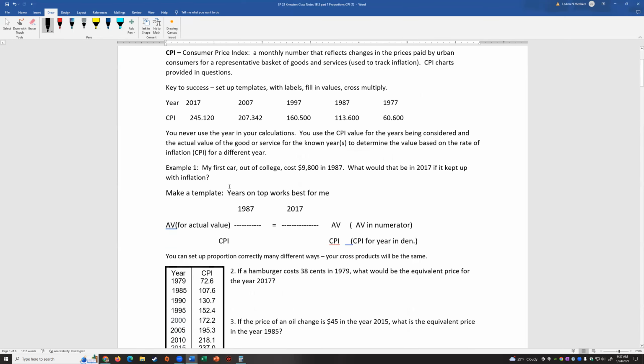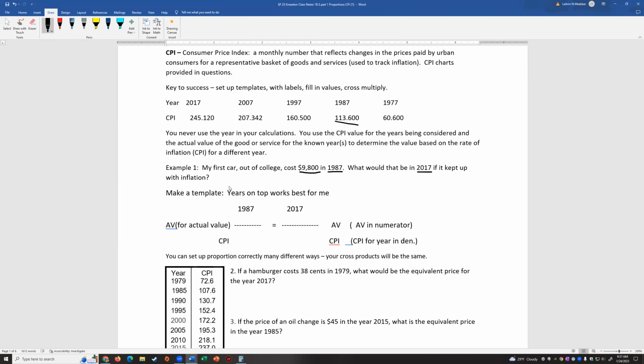So let's look at an example. It says, my first car out of college cost $9,800 in 1987. What would that be in 2017 if it kept up with inflation? In other words, it follows the CPI model. So the setup is you're going to have 2 years involved in your question, and then you're going to have your actual value over your CPI for that year. So we already know both things in 1987.